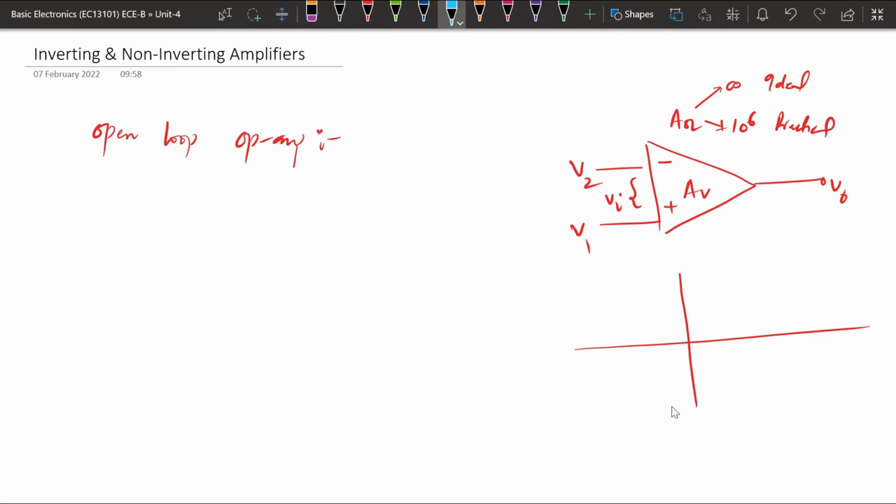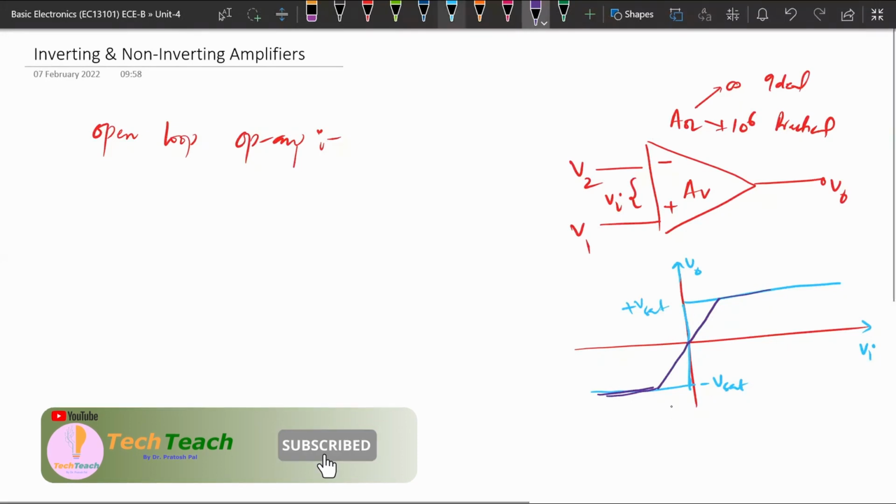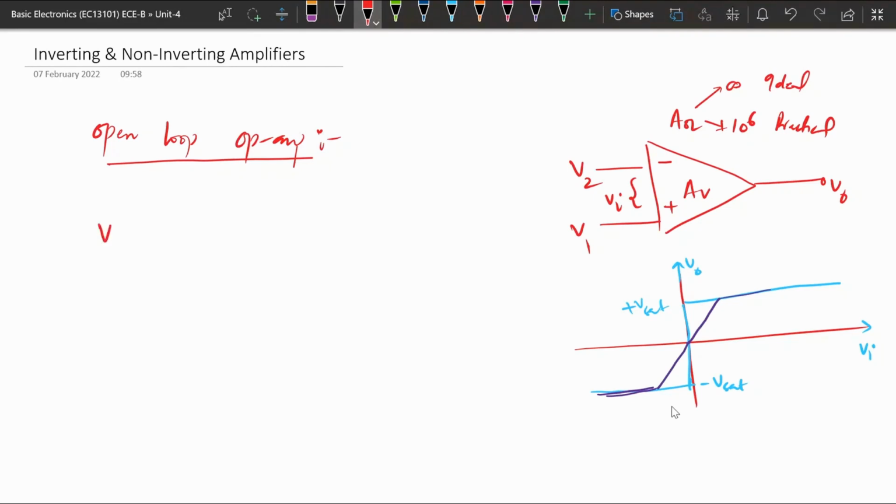If it is an ideal one, the output will be either plus Vsat or minus Vsat. So input is the difference of these two. This we have seen. And in case of a practical operational amplifier, it will be linearly increasing and then becoming constant, and linearly increasing in the negative direction also, then becoming constant. So this was the analysis in case of the open loop operational amplifier. In the open loop operational amplifier, V output was the gain multiplied by V input.